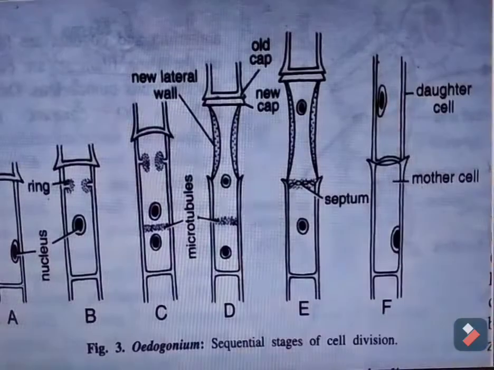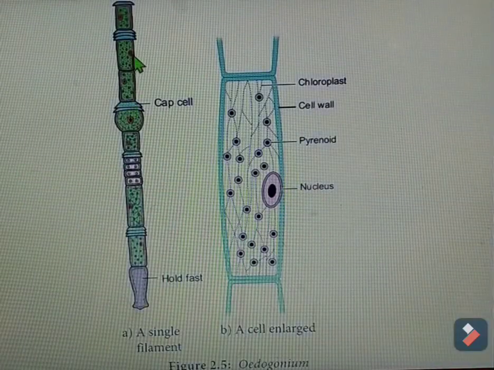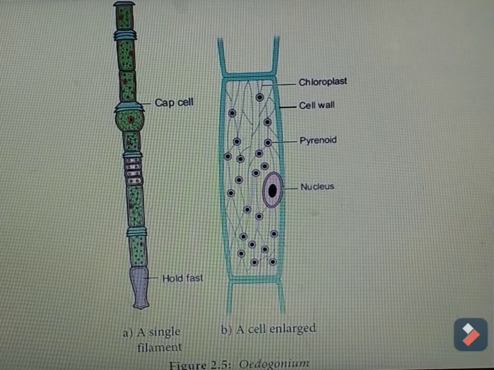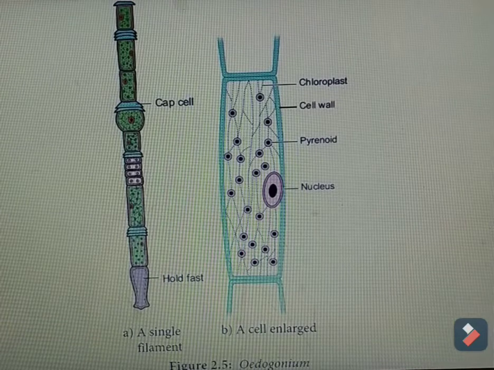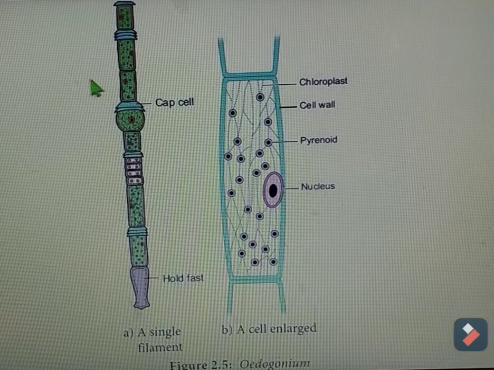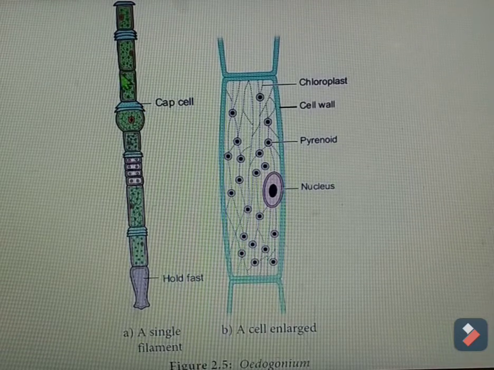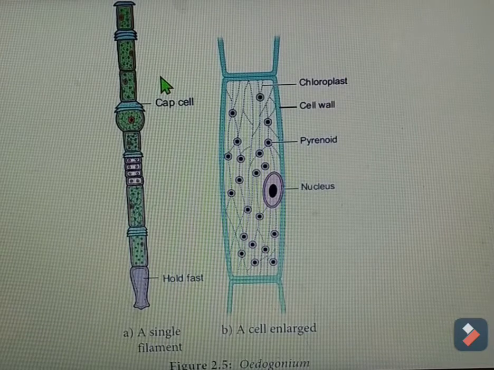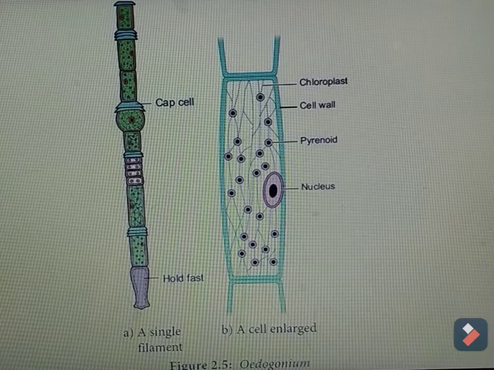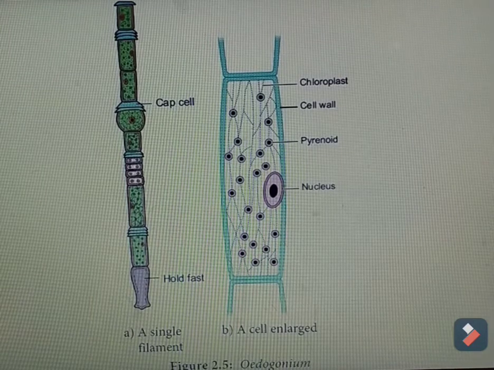Here in these, there are small fragments. In the fragmentation process, these small fragments of Oedogonium have the capability to grow into complete filaments under favorable conditions. If the conditions are favorable for growth, they are going to grow into complete filaments.